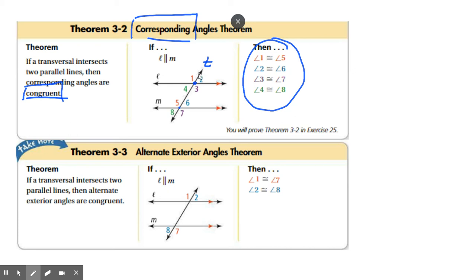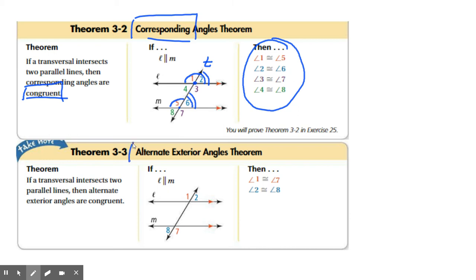So I say angle 1 is in the top left. So down here, what angle is in the top left? Angle 5. Over here, angle 2 is in the top right. What angle is in the top right down here? Angle 6. And so on. Angle 3 and angle 7, angle 4 and angle 8. All right? So again, these are corresponding angles.